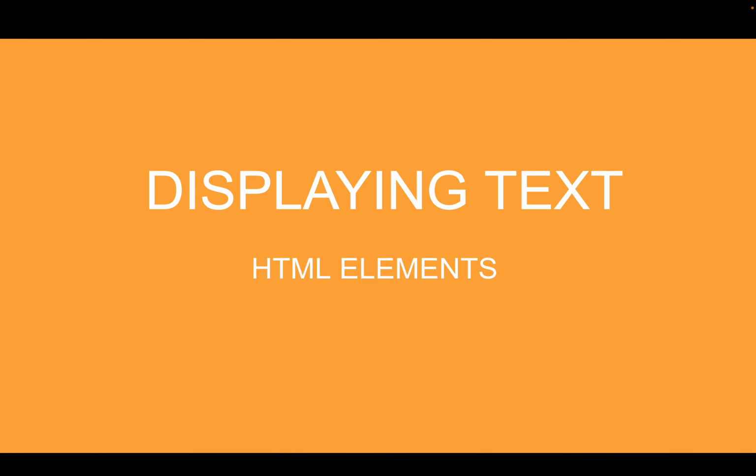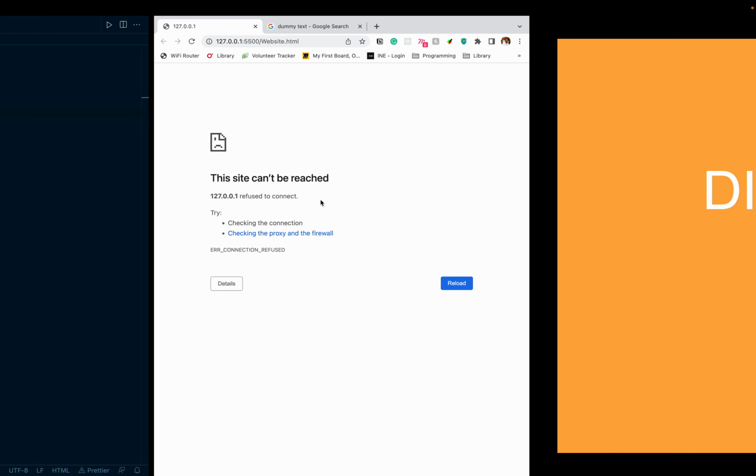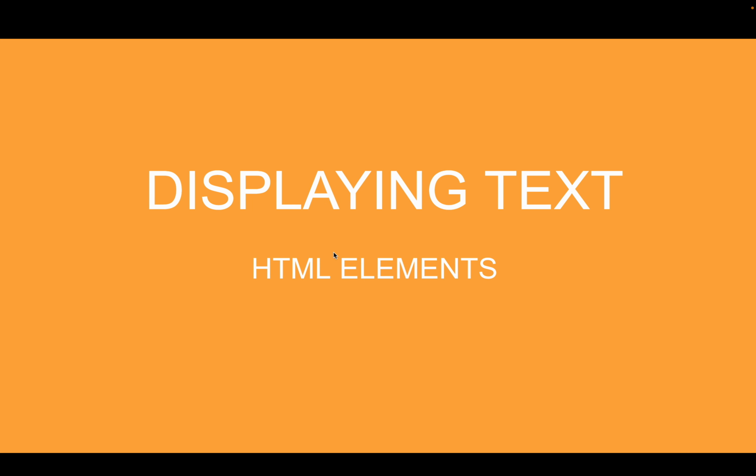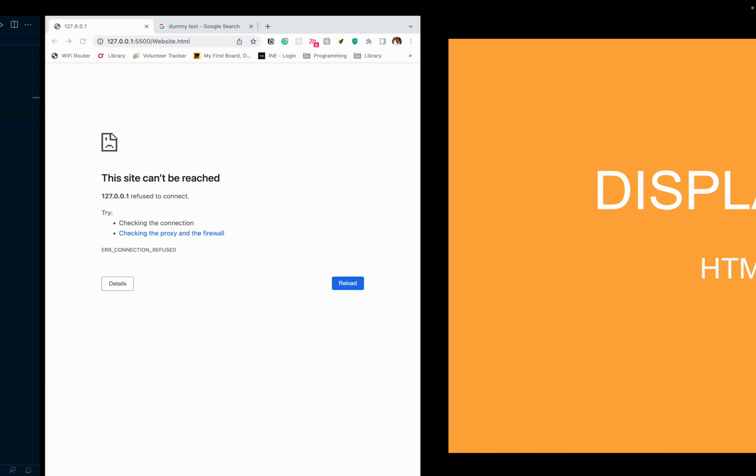So let's get started. As we know, there are multiple HTML elements for displaying a variety of different things. For example, there are ones for text, like the ones we're gonna discuss today. There are ones for videos, for audio, for images, for a ton of things. This video is specifically for displaying text.